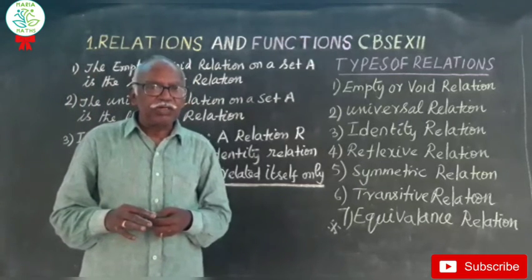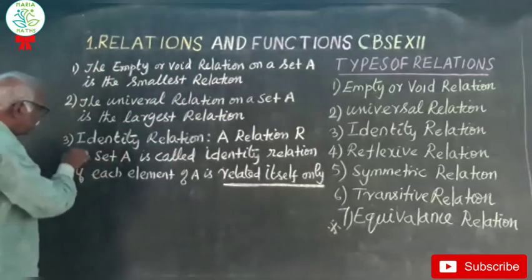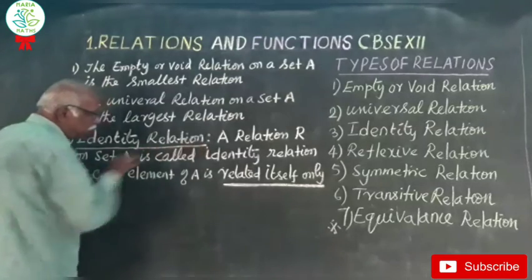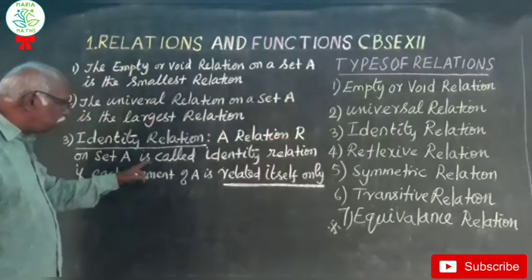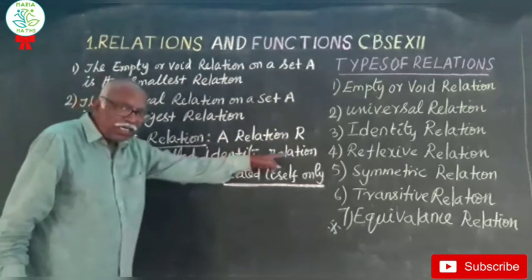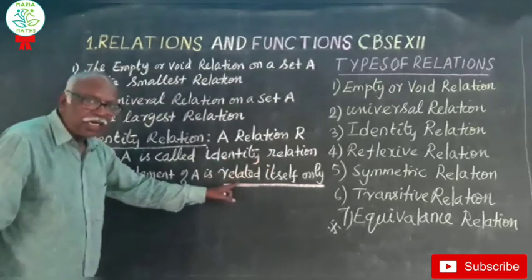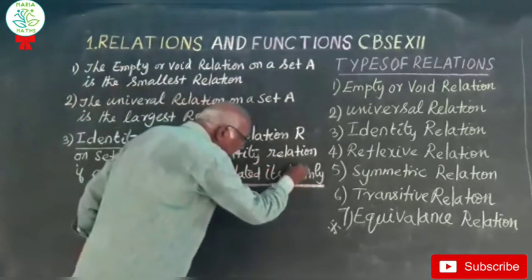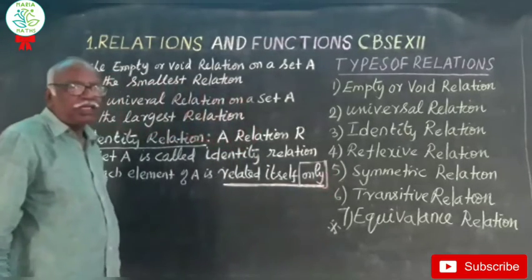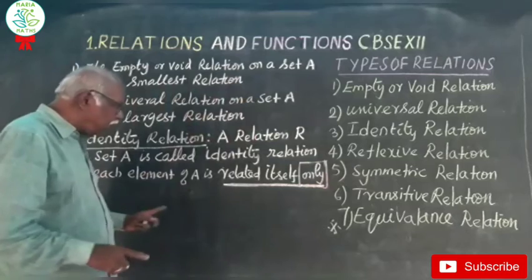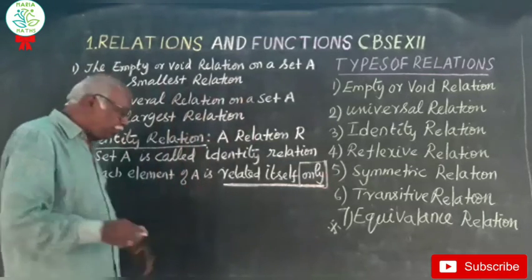Next, we are going to learn the third relation, identity relation. A relation R on set A is called an identity relation if each element of A is related to itself only. Understand the words itself only. Every element of A is related to itself only. It won't relate to any other element.